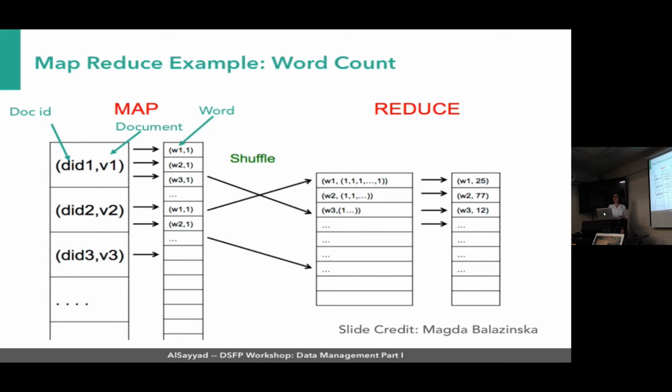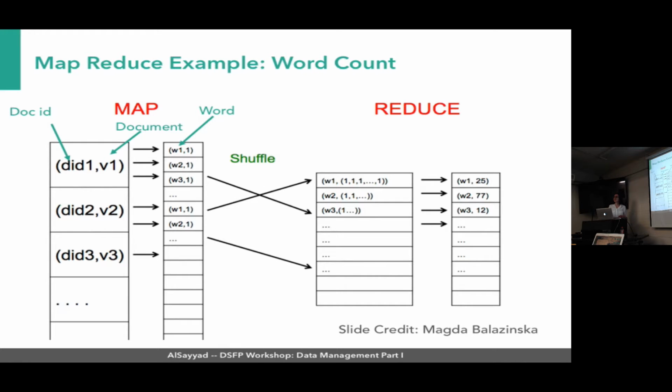I just want to make sure I caught that correctly. The mapper function is the document? The mapper function gets a document as its value that it's responsible for. Okay. And then you can write the mapper to extract whatever you want from that document.